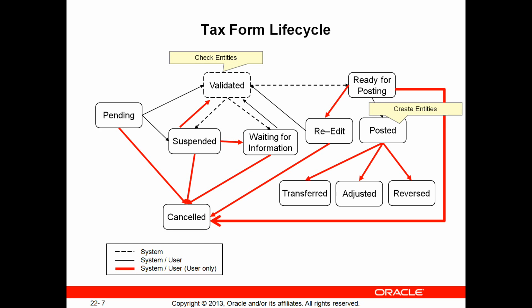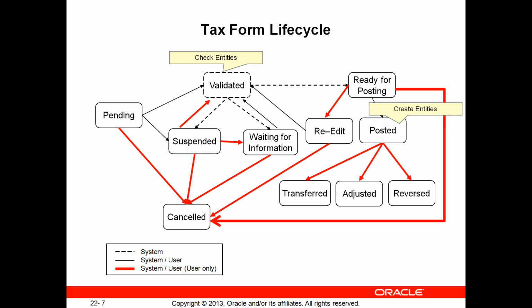And if everything works correctly and there are no errors, then the form will move to the ready for posting state. If there is an error, anything that the validation step finds, then it will generally be placed in the suspended state. Sometimes it could also be waiting for information, depending on how you set up the system, but it will go to a non-ready for posting state, and then the system will have to correct itself. You have to actually edit and change the form and fix it, and what will happen is that the form will go through the validated step again, and eventually, after all the errors have been fixed, then the form can go to the ready for posting step.